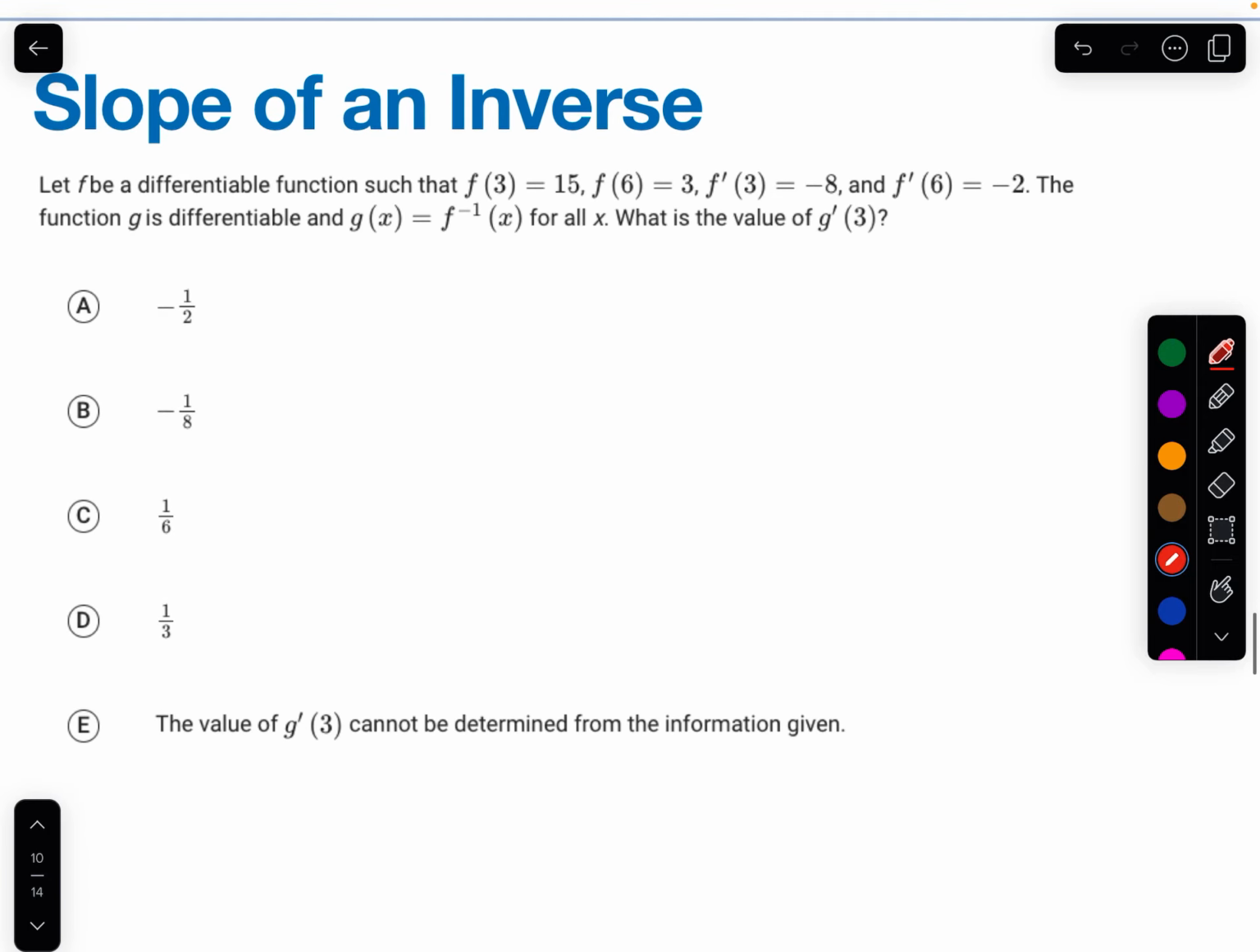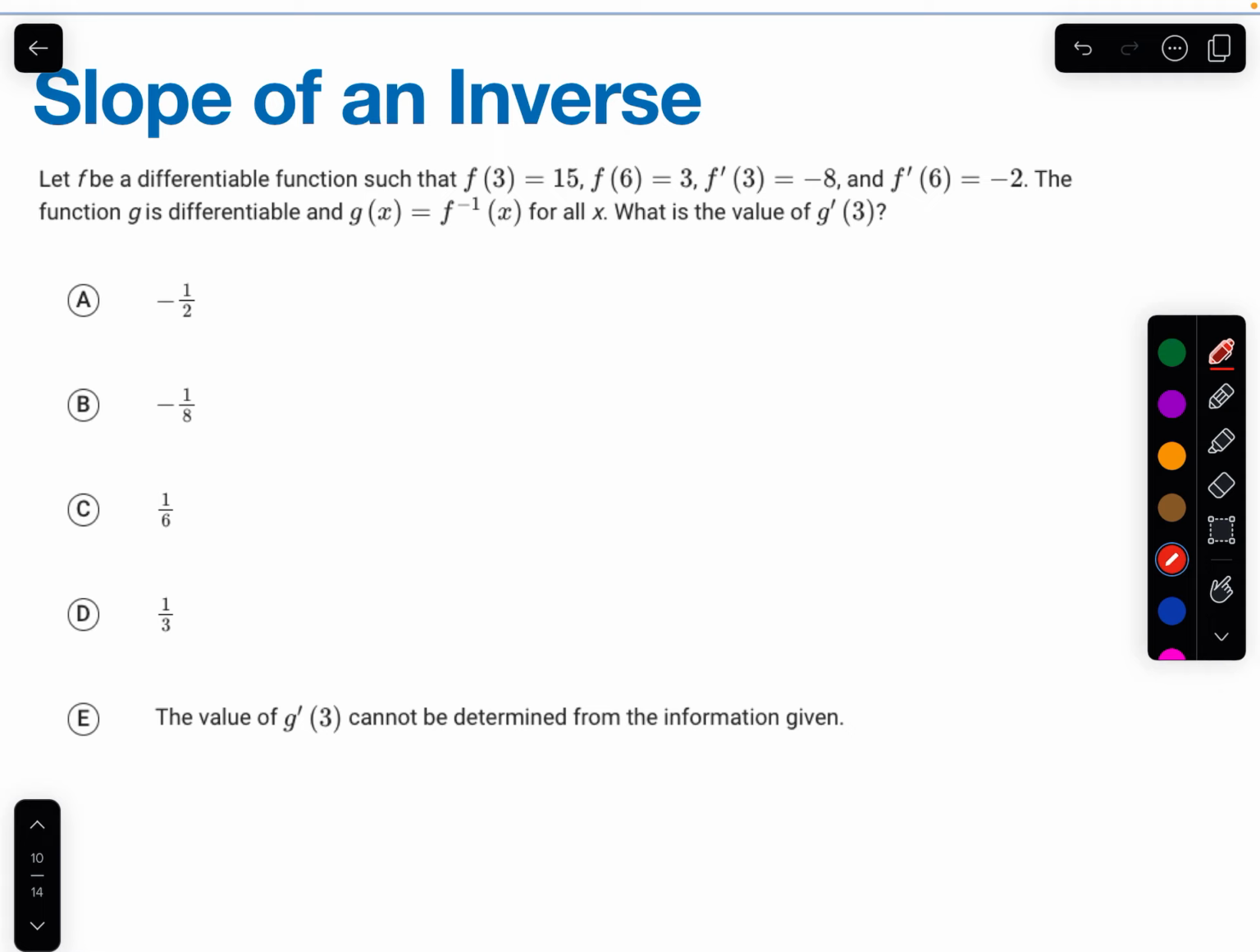This is kind of a unique concept, but it may show up and I want us to be prepared for it. So a function and its inverse are obviously very much related to each other in a number of special ways, and the same thing cannot be said for their slopes, for their derivatives. So here's a question where we're given some information about f.